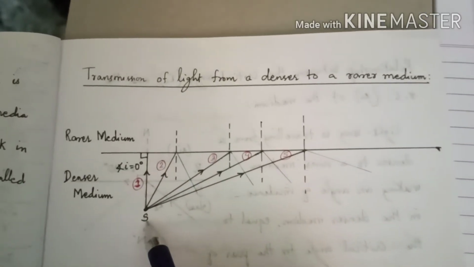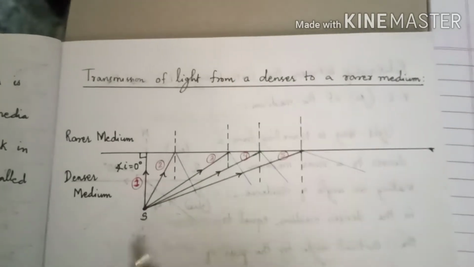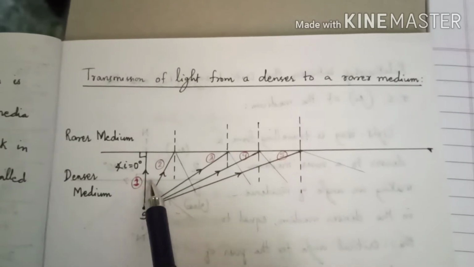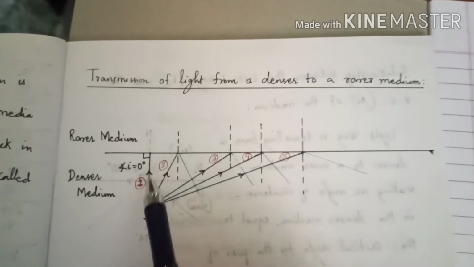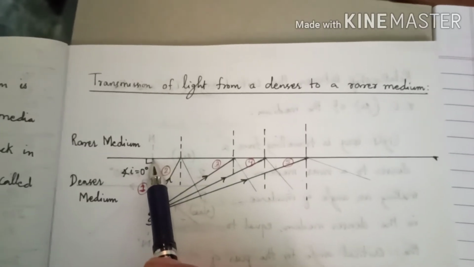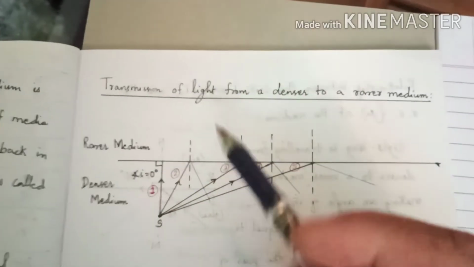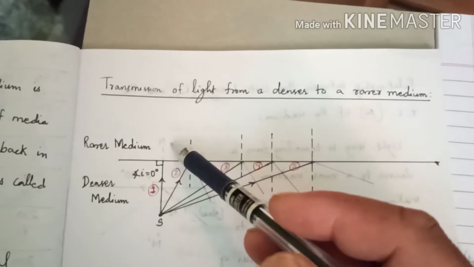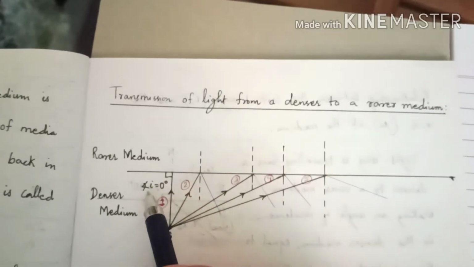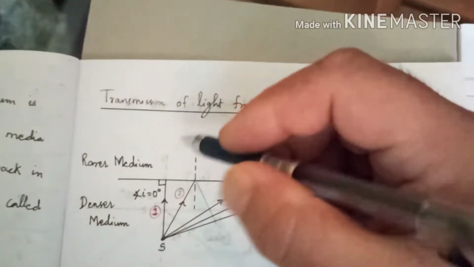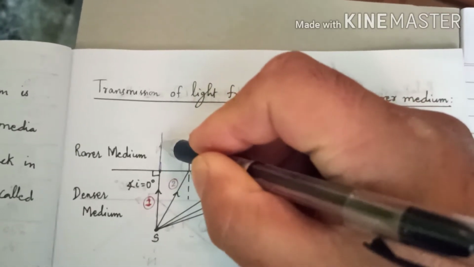Here you have the source of light. From this source of light, light rays are going in all the different directions. I have taken 5 such rays of light. This first ray of light is incident on the surface separating the two different media, and it is traveling from denser medium to rarer medium. Although the speed of light changes, as it is incident normally, making the angle of incidence 0 degree, it passes without any deviation. It goes straight like this.